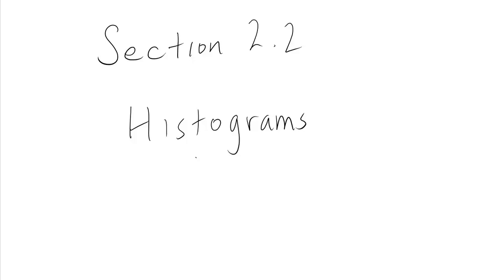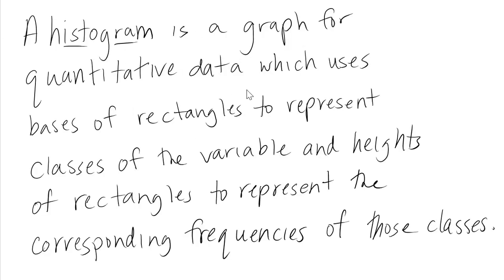One more video lecture on graphs. In section 2.2 we'll be talking about histograms. Here's the definition. A histogram is a graph for quantitative data which uses bases of rectangles to represent classes of the variable and heights of rectangles to represent the corresponding frequencies of those classes.